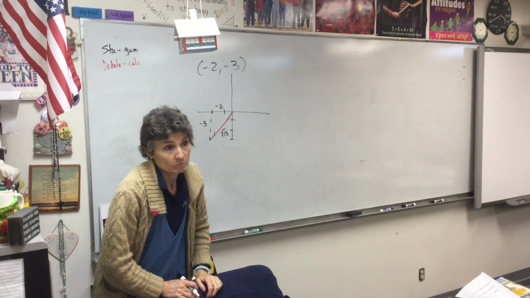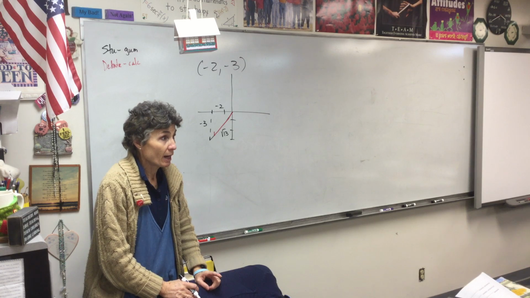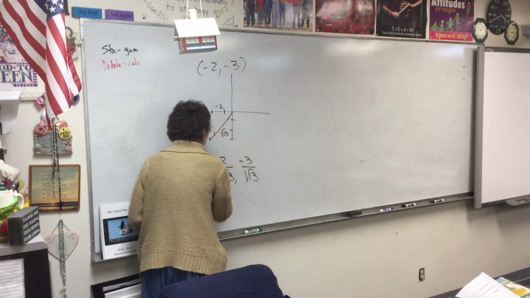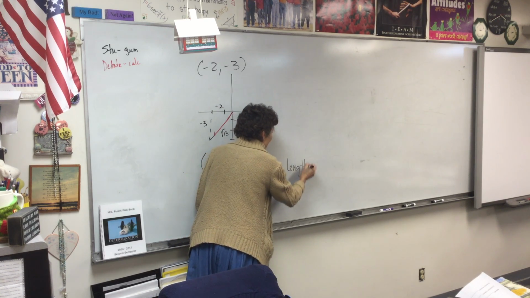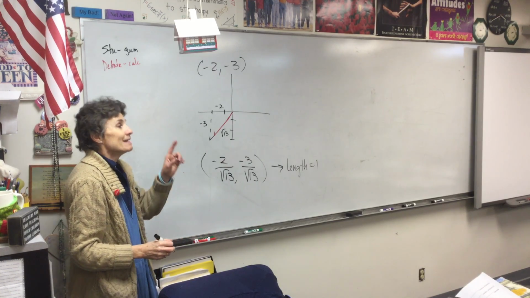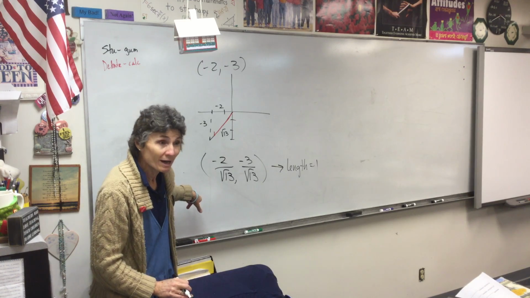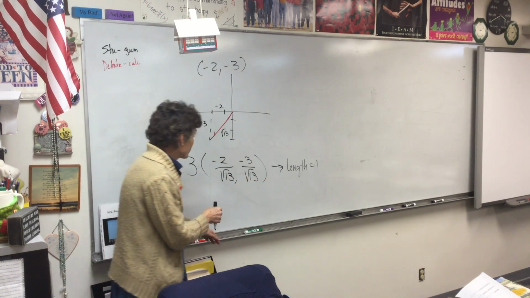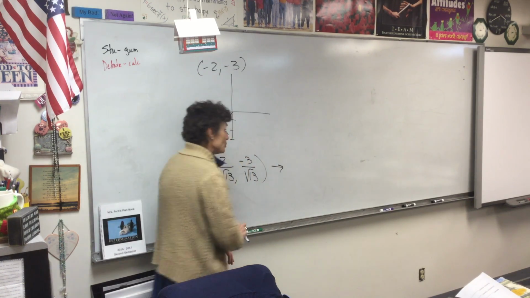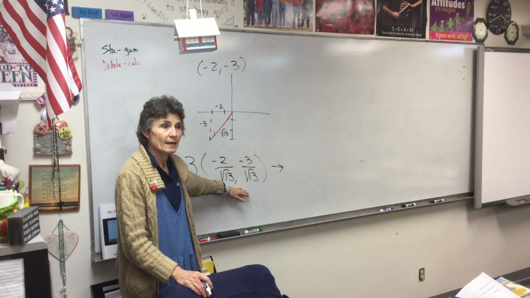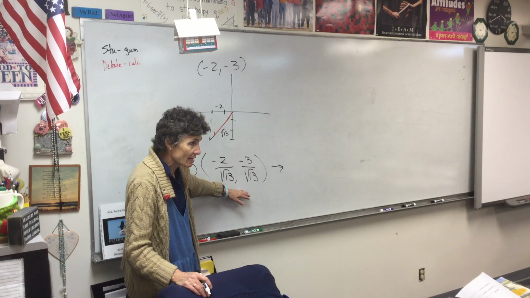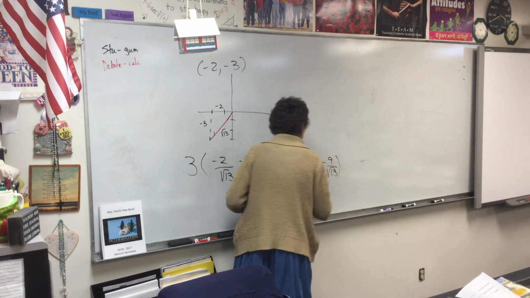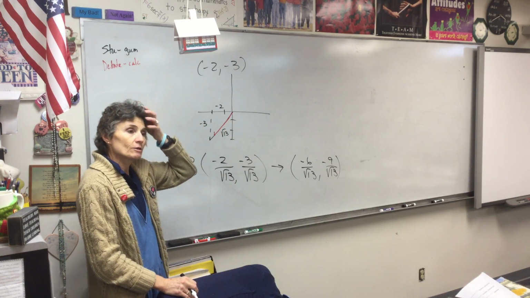Could we make this a unit vector? Yes. How do we do that? Divide it by root 13. So -2 over root 13, -3 over root 13 is the unit vector, so its length or magnitude is 1, right? If you take something whose length is 1 and then times it by 3, isn't it going to be 3 units long? So to get the vector whose magnitude is 3, we first make it a unit vector, which we know how to do, divide by its magnitude, and then times everything by 3. That vector has a magnitude of 3.